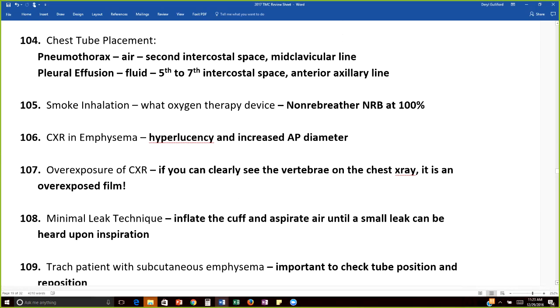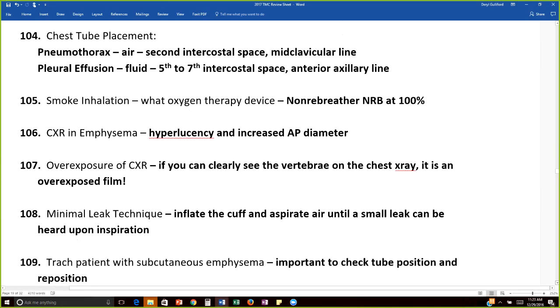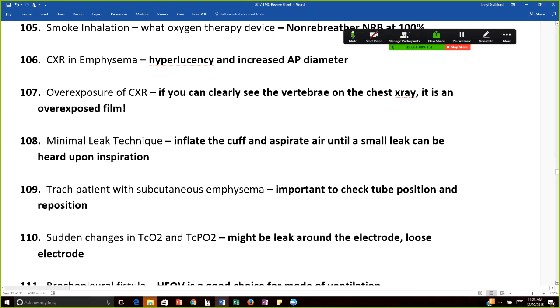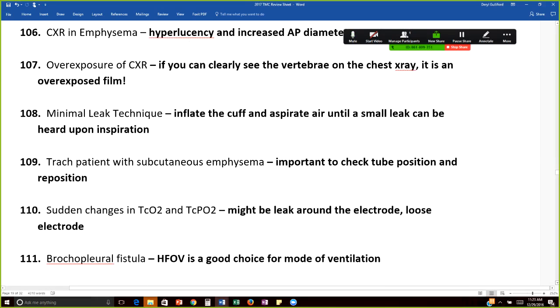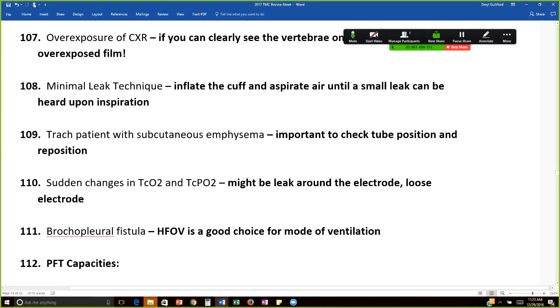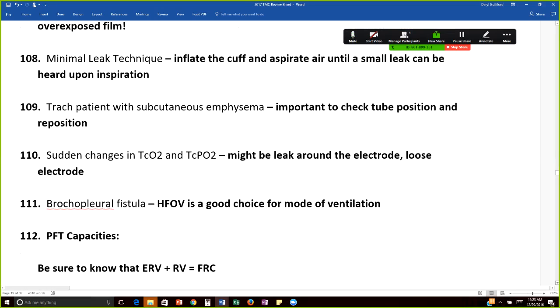All right. Smoke inhalation in the emergency room, what do we do? That should be a non-rebreather mask at 100% because we have to assume that the patient has gotten some carboxyhemoglobin. They've got some carbon monoxide inhalation, so we use a non-rebreather at 100%. Chest x-ray and emphysema: hyperlucency, increased AP diameter. Overexposure of the chest x-ray, you can clearly see the vertebrae. I think I mentioned that earlier, but just to make sure you understand, in overexposed x-rays, you can clearly see the vertebrae.